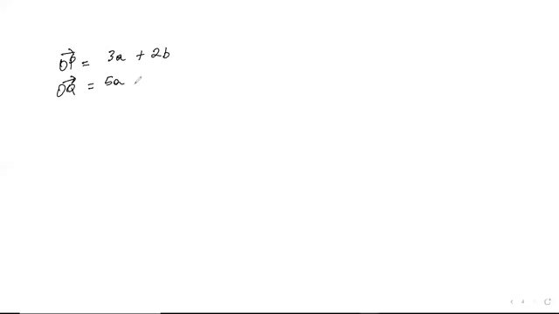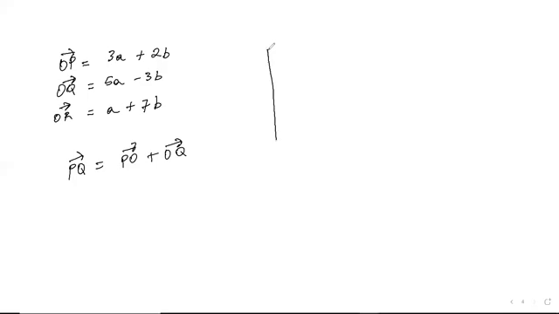So these are all position vectors. All of them start from the origin. They say express the vector PQ in terms of A and B. So we know that PQ is going to equal PO plus OQ. Do you want to ask how we know that?